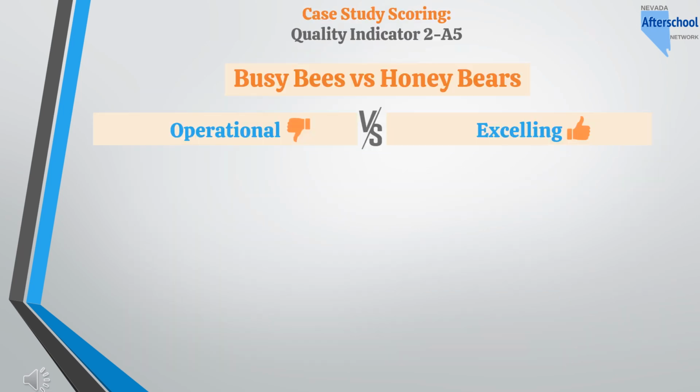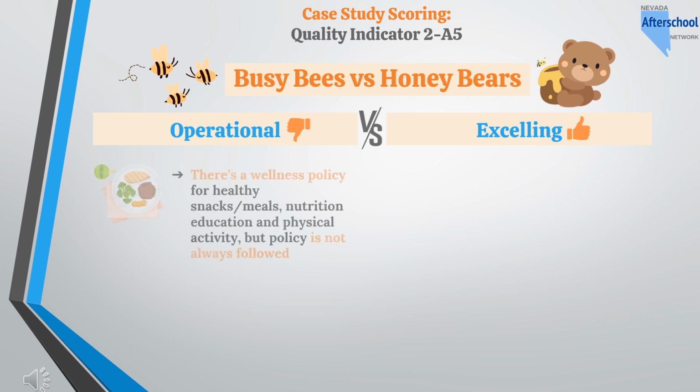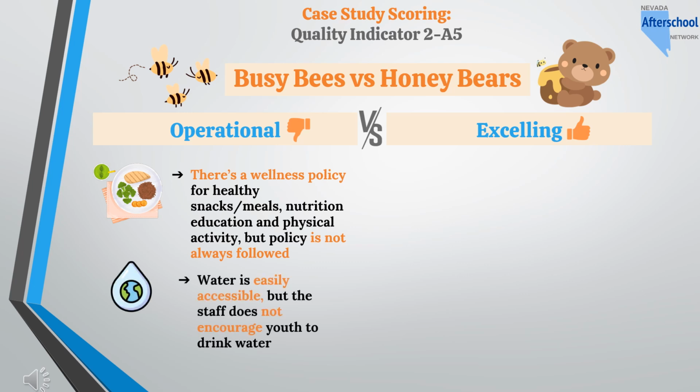Let's look at an example between our two fictional case studies, the Busy Bees and the Honey Bears. The Busy Bees, which is scored as an operational level, may have a wellness policy regarding healthy snacks and meals, nutrition education, and physical activities, but this policy is not always followed. At this program, water is easily accessible, but youth or staff may not always be encouraged to stay hydrated or give enough time between activities to refill a water bottle or use the restroom.